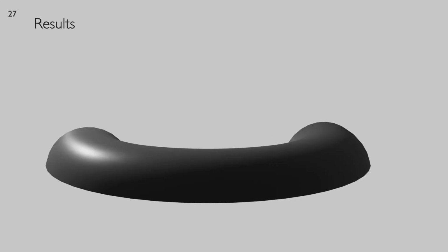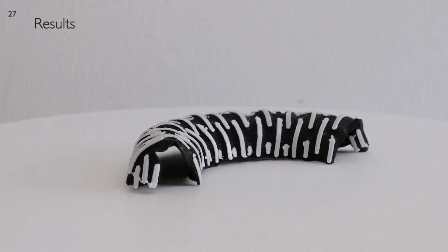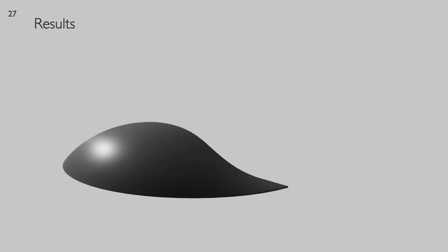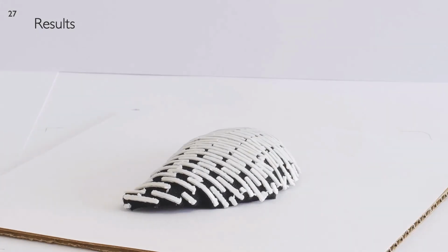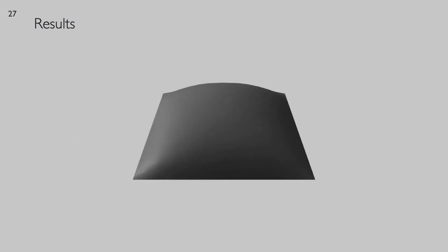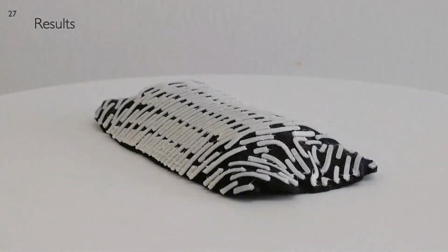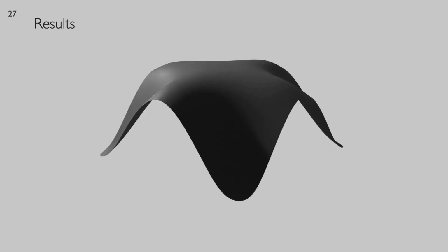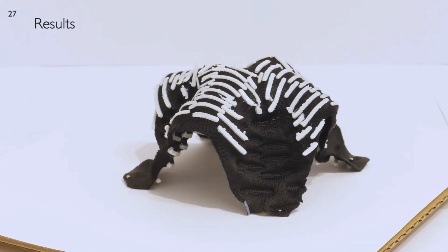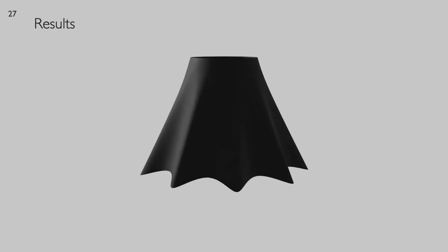Now let's look at some results. So here we compare the input surfaces and the fabricated ones. And we used our method to reproduce a variety of surfaces with both positive and negative Gaussian curvature. And in many cases, the surfaces had a mix of both. You can look at the paper to see also more quantitative comparisons between the inputs and the fabricated results.